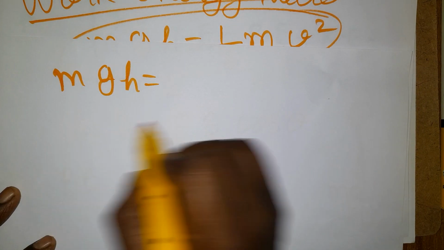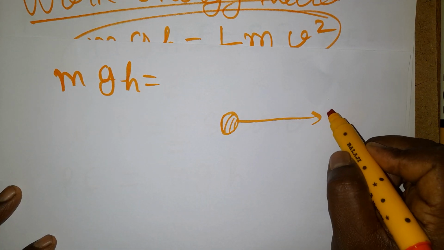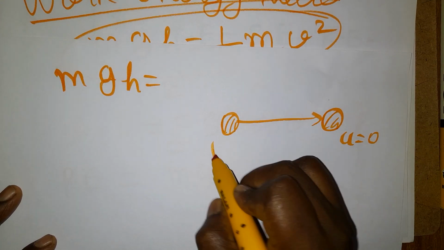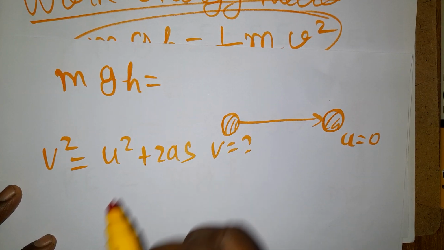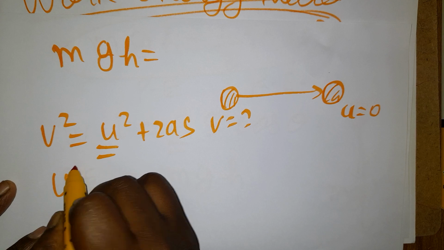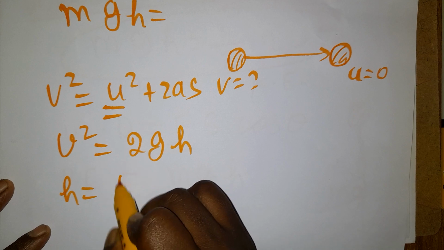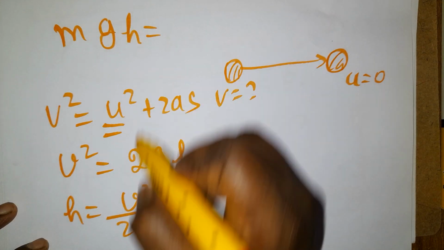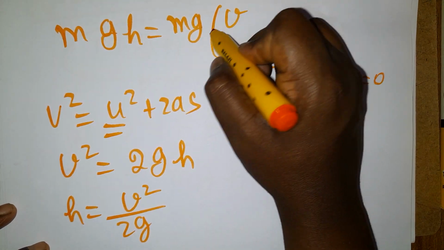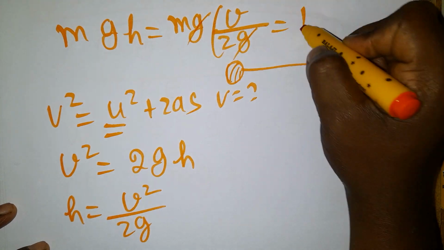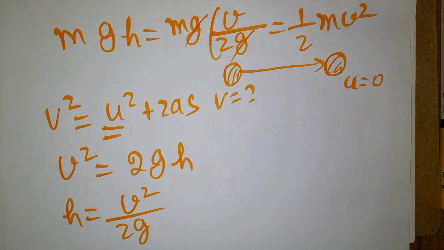Okay. So imagine one object is thrown at some velocity. It's going to finally come to rest. U will be 0, V will be something. I use the equation of motion: V square is equal to U square plus 2as. So U is 0, V square is 2gh. So h is equal to V square by 2g. So mgh is mg times V square by 2g. So g gets cancelled, giving half mv square. Both we proved. If you want, you can use it as potential energy, as kinetic energy.